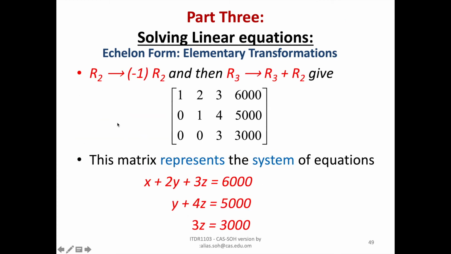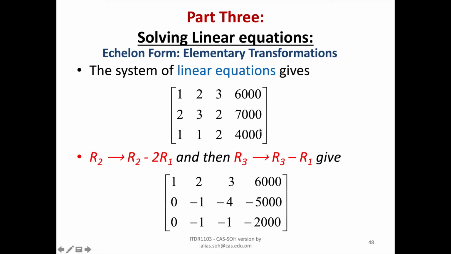To do so, first we can just multiply row 2 by minus 1, so we change the sign in here. Then we add row 2 to row 3. Row 2 was 0, minus 1, minus 4, minus 5,000. Here we just multiply by minus 1, so we get 1 for 5,000.